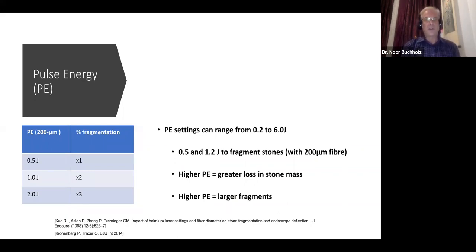Now, the pulse energy can range from 0.2 to 6 joule, but usually for a typical 20 to 30 watt laser, it would reach between 0.5 and 1.2 joule if you use a flexible instrument with a 200 micron fiber, because if you ramp up the energy too high, the laser fiber may break, and then with it your expensive instrument.